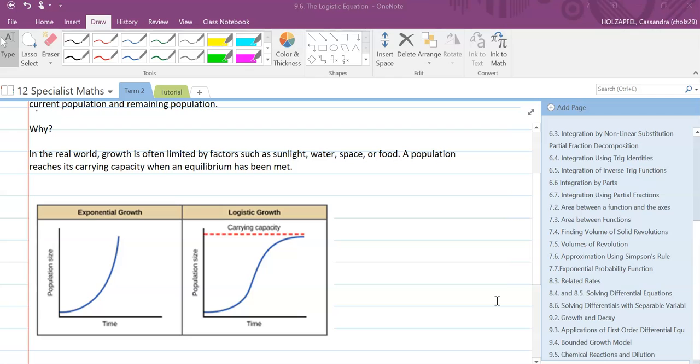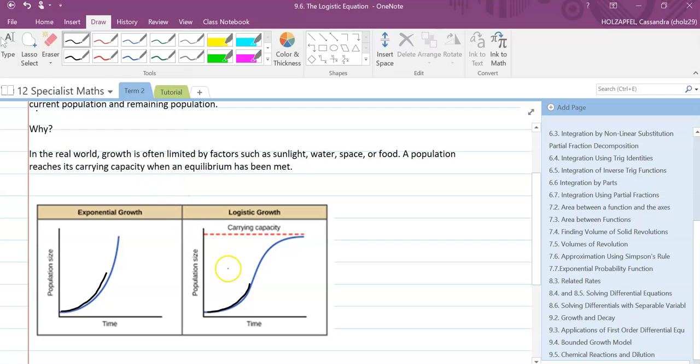Why is that? Well, we've got two curves here, and one of these curves is an exponential growth curve, and one of these curves is a logistic curve. And if you look at the initial, say, first month of a particular population's growth, they actually look very, very similar. And so it can be quite tricky to determine whether it's exponential growth or logistic growth.